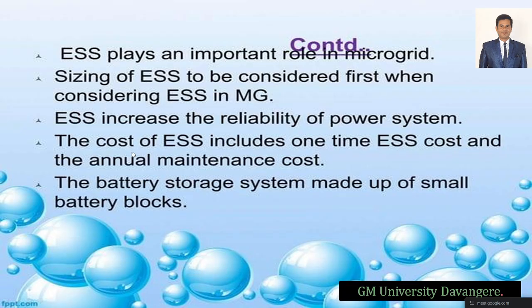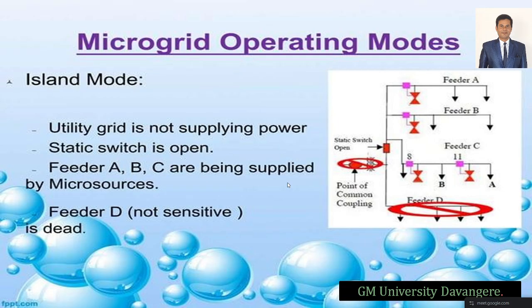All right, so think about the cost of the ESS also, which includes the one-time ESS cost and the annual maintenance cost. That is the battery management system. You have to keep monitoring your battery, and think about maintenance cost and the life cycle to give life to the batteries. The battery storage system is made of small battery blocks, as we already studied in the last session. So this is how the microgrid looks.